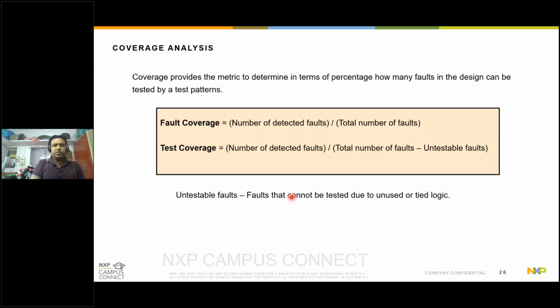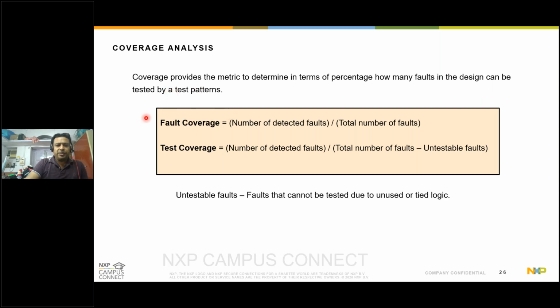Okay. So we have seen now the scan technique that is used in order to detect the stuck at and the transition faults. Now let's see. So in that technique, we have seen that we need to pump in some deterministic patterns in my design and capture the response. But what is the metric that the patterns that I'm providing to my design are sufficient to do an exhaustive testing of my design? So this is done through coverage analysis. So coverage here provides me the metric to determine in terms of percentage how many faults in the design can be tested by a test pattern, right?